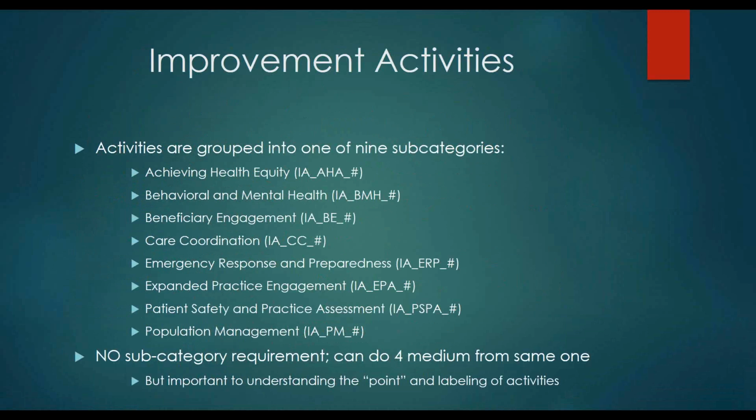The reason why I wanted to show it is that it's going to explain how CMS labels these improvement activities, right? So when you're looking it up on the CQR, or on the CMS website, it's always IA underscore the abbreviation of whatever category it is, and then the number. Some of these categories have up to 20 activities under them. Others are just 1 or 2. But it's important when you're looking it up to understand where they're getting those letters from.